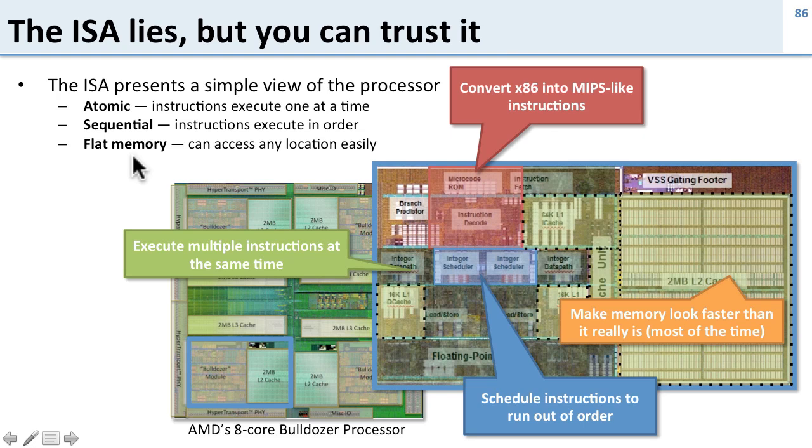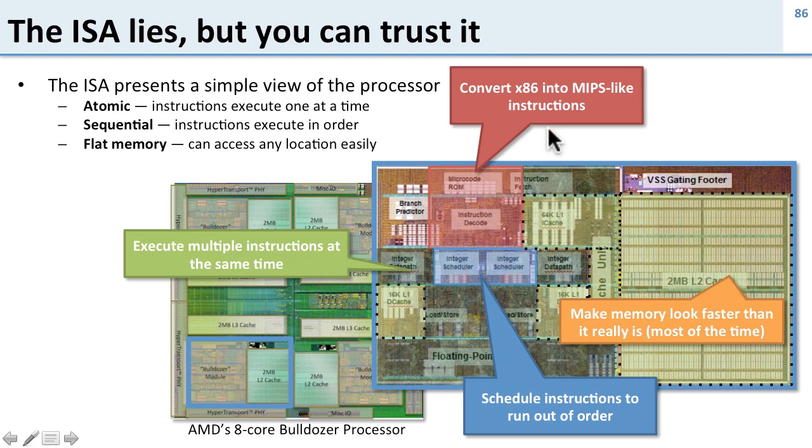And this is what I mean by the ISA lies, but you can trust it. The ISA tells you what you can expect from the processor, but the processor does something totally different inside. And this is how we have x86 processors that are memory register, but really register load store inside, because they change the instructions into load store instructions inside.